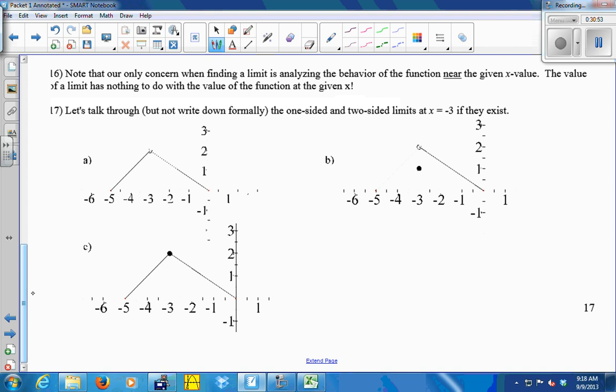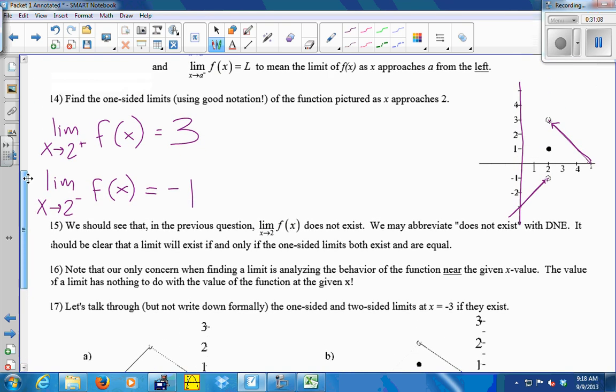So our only concern when we're finding a limit is analyzing the behavior of the function near the given x value, not at the x value. Okay, so the value of a limit has nothing to do with the value of the function at x. So think about it in terms of this one. What is the value of the function at 2? 1, yeah. Yep. So my two one-sided limits are different than the value of the function. Okay, so sometimes they're related, but oftentimes they're not.